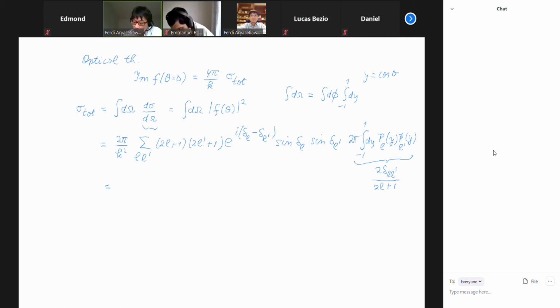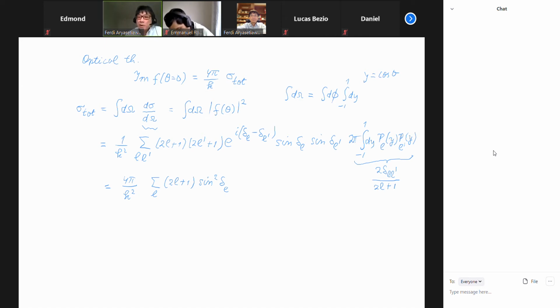So then we get, what do we get here? Sorry, there's a 2π, I have already included the 2π here, so I should remove that. So that should be just one, I think. Then we get 4π upon k squared, sum over L of (2L+1) sin² δ_L. That's our total scattering cross section.